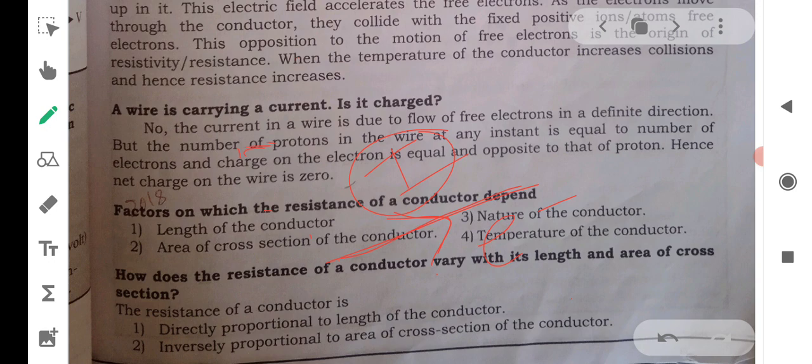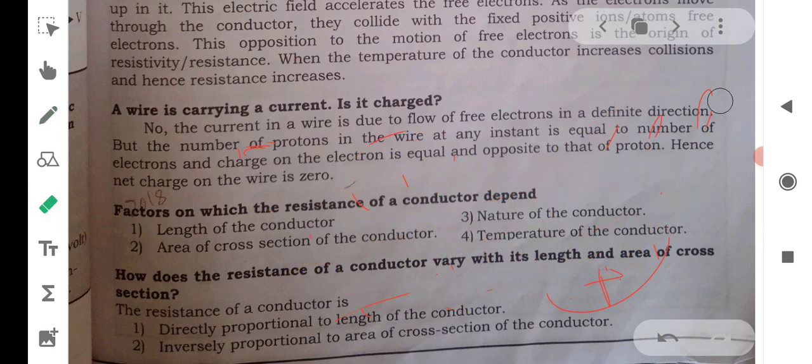Now, if this is the conductor, electrons are moving in this direction. Electrons have a negative charge, protons have a positive charge, and the number of electrons and the number of protons are equal. Hence the total charge will be 0. Hence a wire carrying current is not charged.